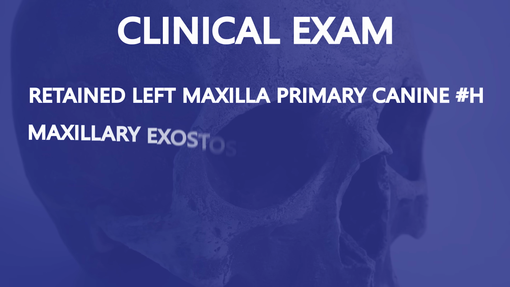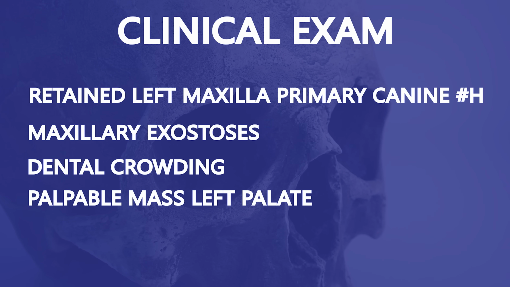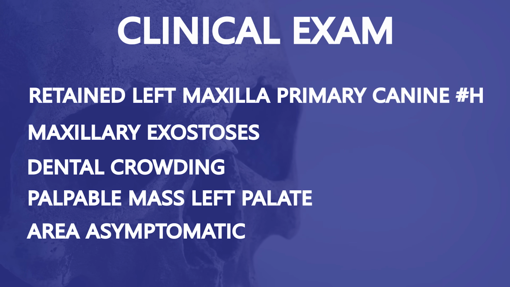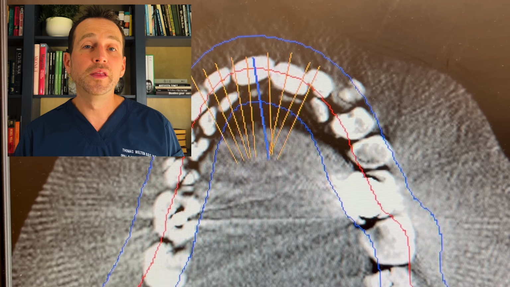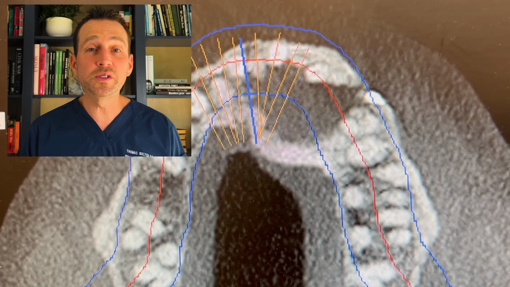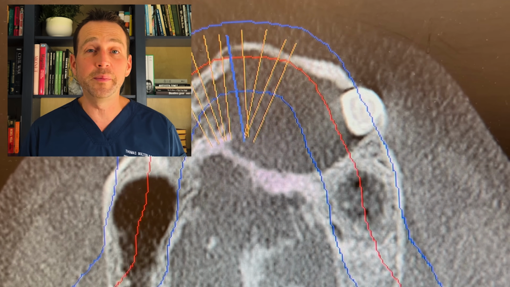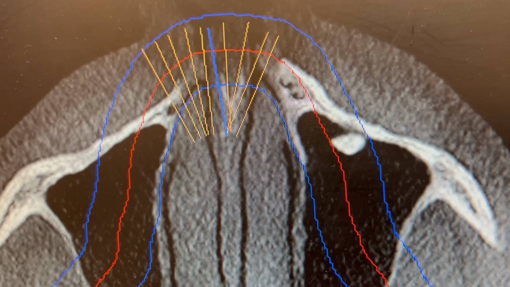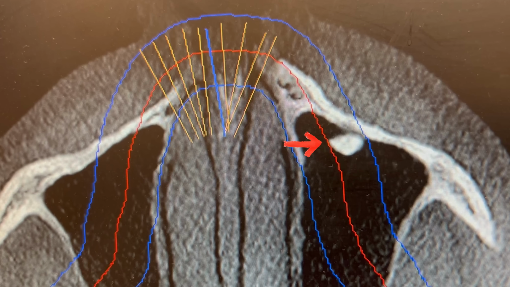There is significant dental crowding, and I'm able to palpate something in his left palate and alveolar bone. This area is asymptomatic. I take a cone beam CT, and clearly we have a large problem. There is a unilocular radiolucent lesion in the left anterior maxilla associated with an ectopic retained canine. The tooth is violating the floor of the sinus cavity.